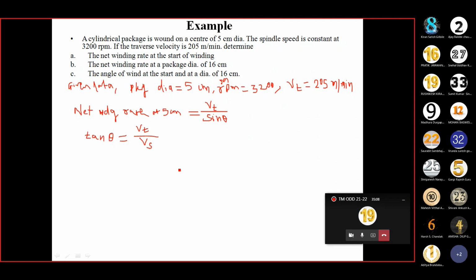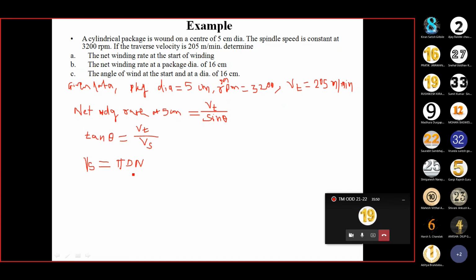Now if you see here in this formula, again one problem is raised. What is that? We know Vt, but we don't know Vs. So Vs is what? Vs is surface velocity of the package. But we know that surface velocity, what is the formula for surface velocity? Pi dn. So we can calculate the surface velocity of the package by the use of the formula pi dn.